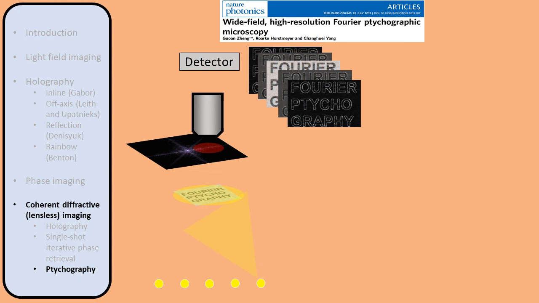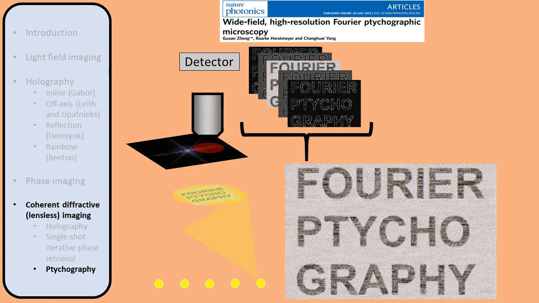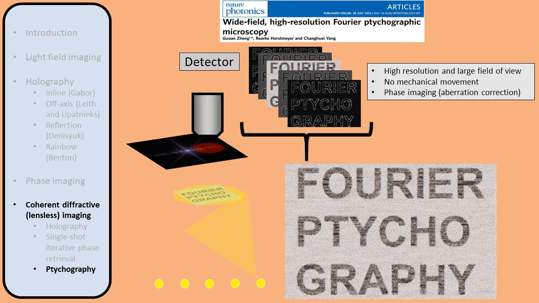And from the Fourier transform, we can directly find the full complex value transmitted field with a high resolution and large field of view. Because we use a fixed array of point sources, we don't need any mechanical movement, and because we retrieve the phase information, we can also perform aberration correction to correct for imperfections in the imaging lens.